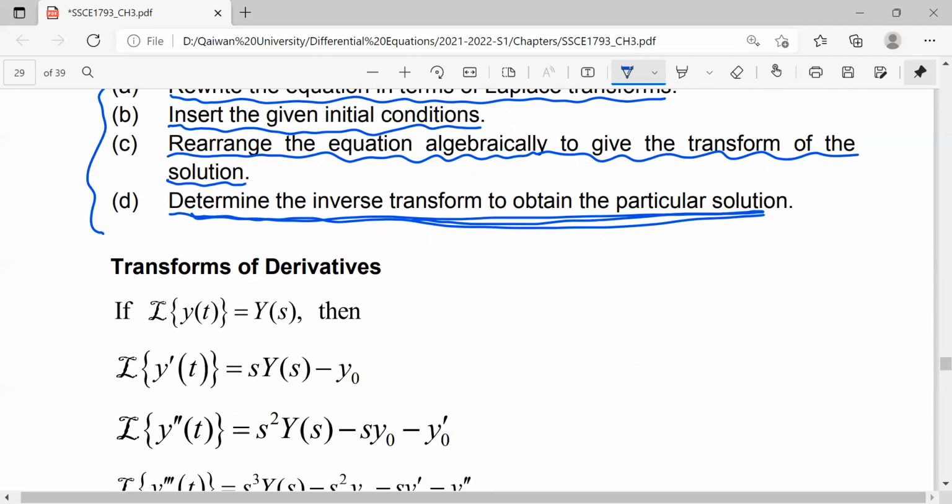Here, if we have y of t, the Laplace transform of y of t is capital Y of s. And the Laplace transform of y prime of t is s times capital Y of s minus y naught. This is the Laplace transform for y prime of t, or dy by dt.